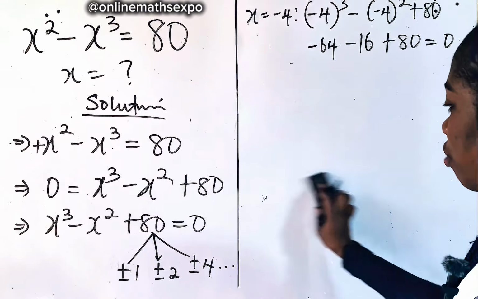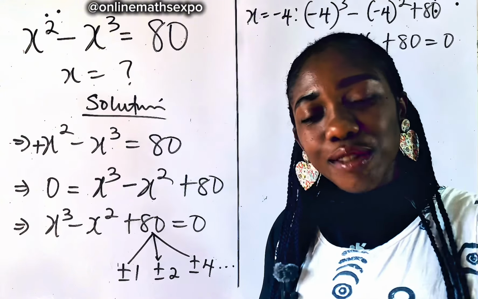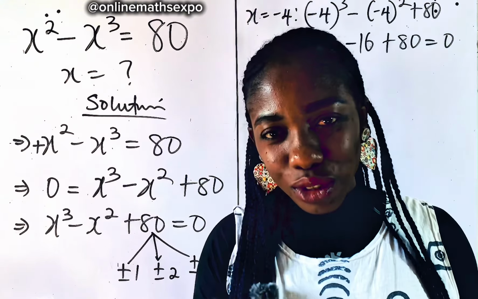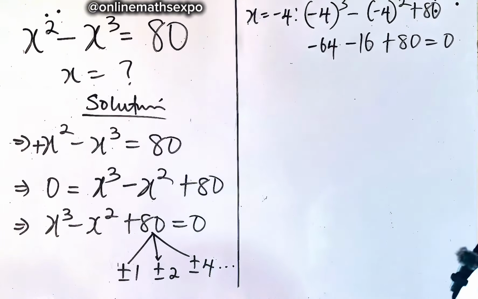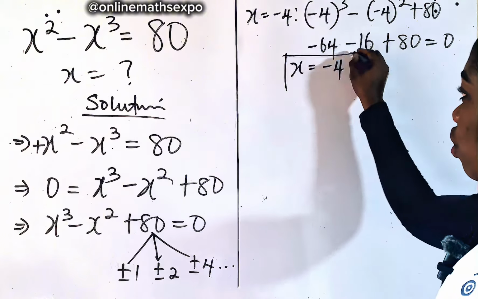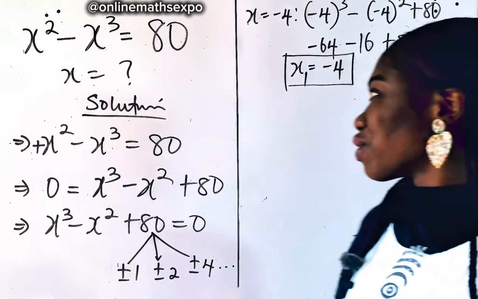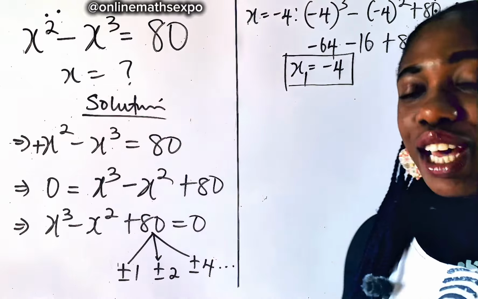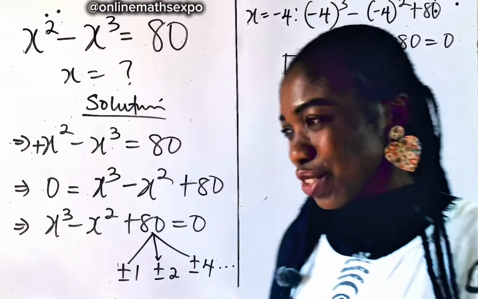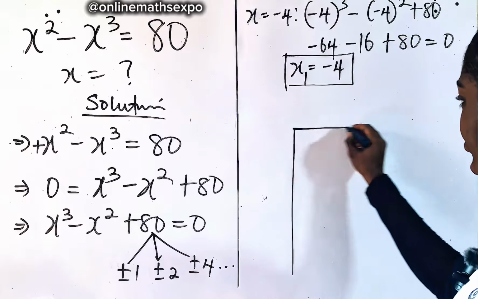And remember, because this is cubic, because the highest power of x is 3, it means we're expecting 3 solutions for x. Now that we have gotten 1 as x equal to negative 4, we are going to use it to get the remaining 2 solutions. Let's do that together. So we're going to use the long division method to do it. So we're going to have this. So let's draw our bars.